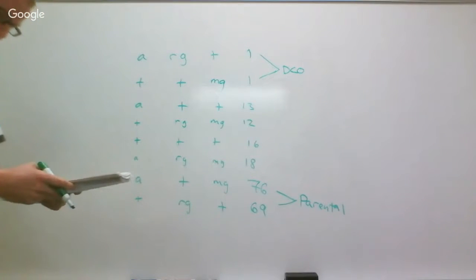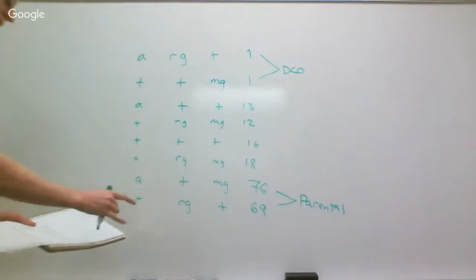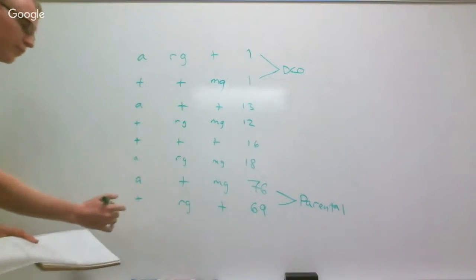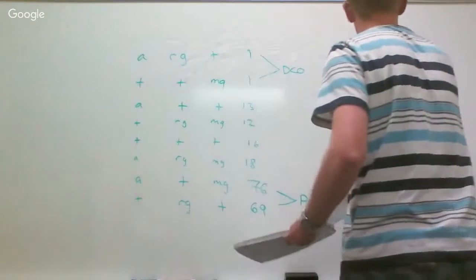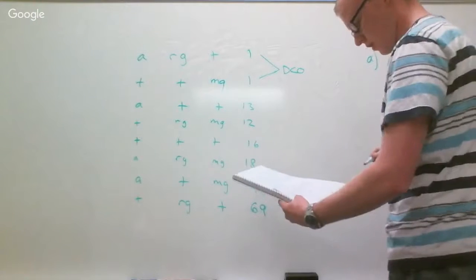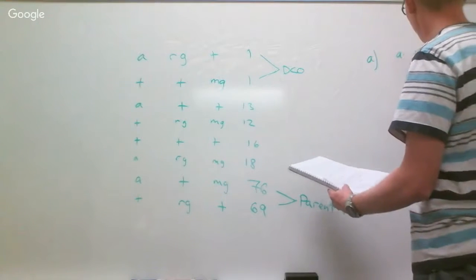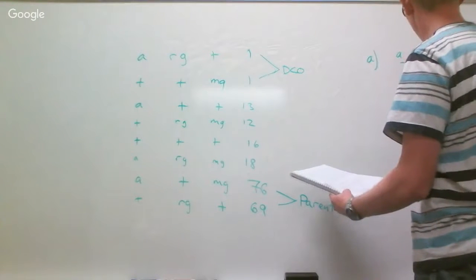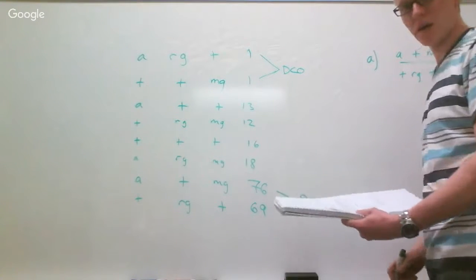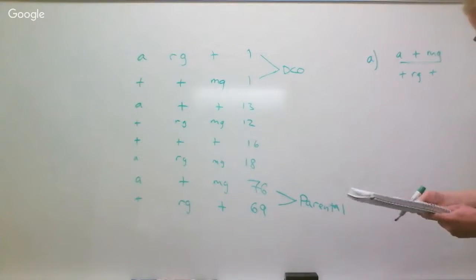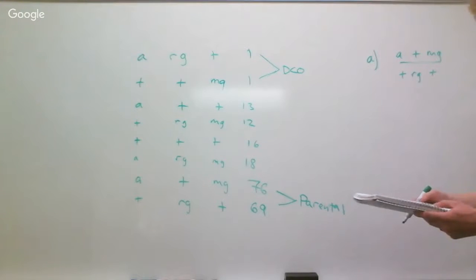So part A asks us to determine the allele arrangement in the heterozygous parent. Well, that's down here, these parentals. And so for part A, let's put that right here. Our genotype is going to be A plus MG plus RG plus. And so that will be our answer for A, the allele arrangement in the heterozygous parent.